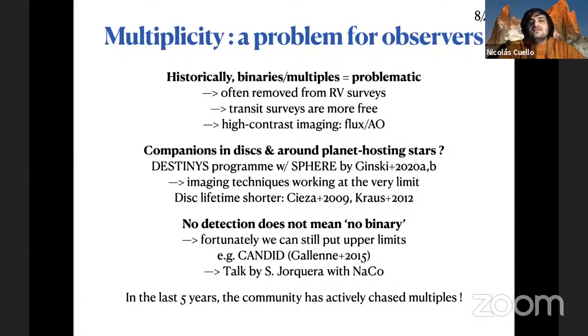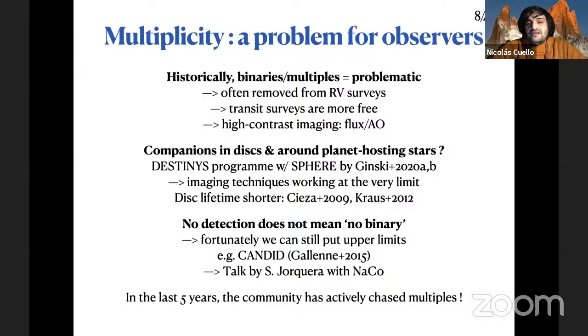So multiplicity has often been seen as a problem historically, because when you have a star in the field messing around, you get a dirty signal. So it's better if you remove them to have a clean signal in radial velocity surveys, for example. Regarding transits, transits are less likely if you have a multiple system, but they're a bit more free of this bias that I was just mentioning. Regarding high contrast imaging, having another star in the field is quite annoying, especially if you're doing adaptive optics. So again, this is a problem, and multiple stars tend to be left out of the samples.